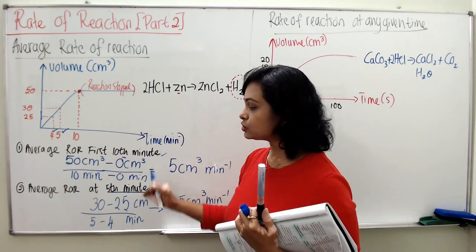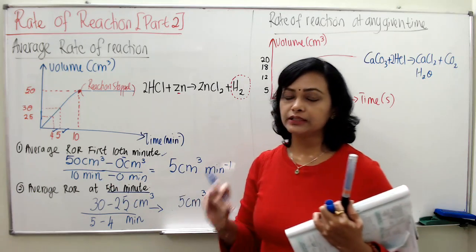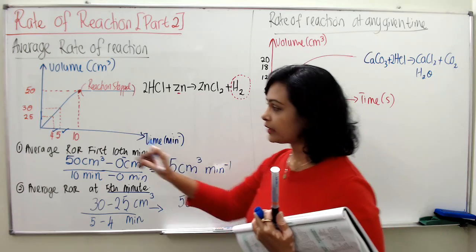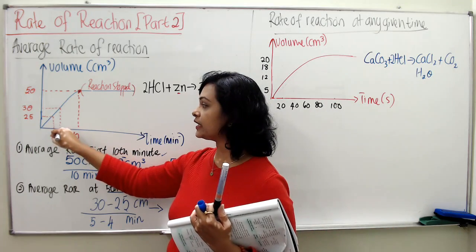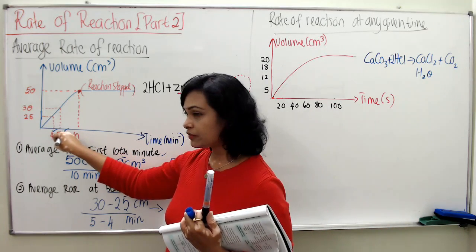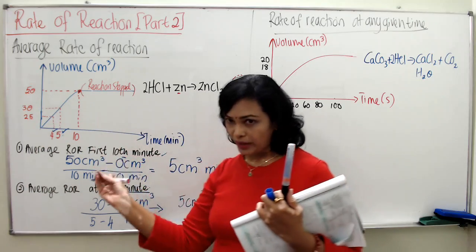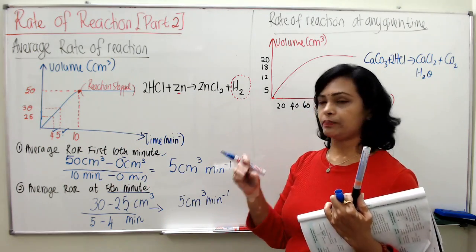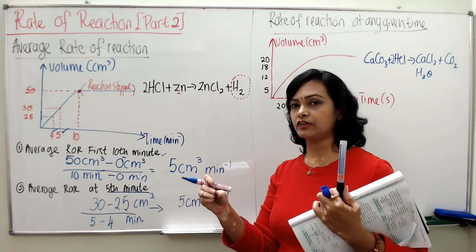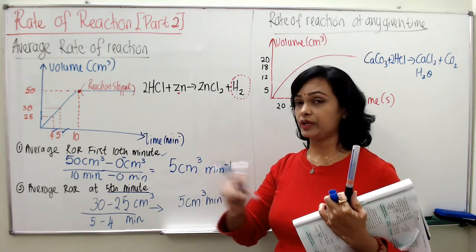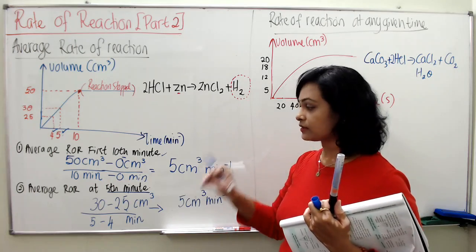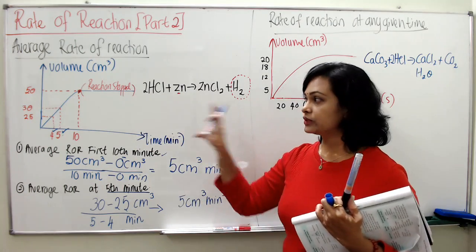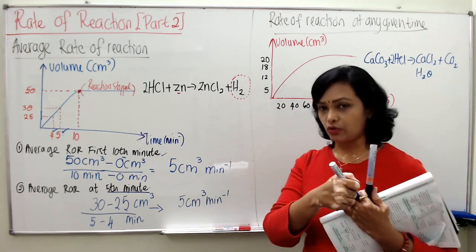Then when they ask you at the 5th minute, you must realise that the reaction has not stopped yet. So you have to take the reading of the 5th minute with the one minute behind it, which is the 4th minute. That means you don't care what happened at 4.1, 4.2, 4.5 minute, you don't care. You just take the reading at the 5th minute and the minute before. So this is what we call the average rate of reaction.